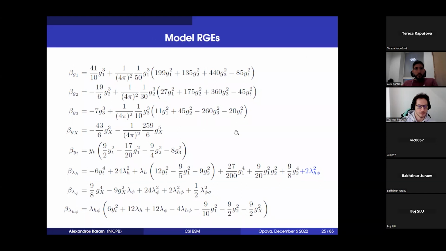Now, these are the renormalization group equations of the couplings of the model. This is the RG of g1, g2, g3, and of the new gauge coupling, gX. This is the RG of the top Yukawa coupling. And these are the scalar couplings. As you can see, the RG of lambda receives a positive contribution from the portal coupling, and this can help it get stabilized.